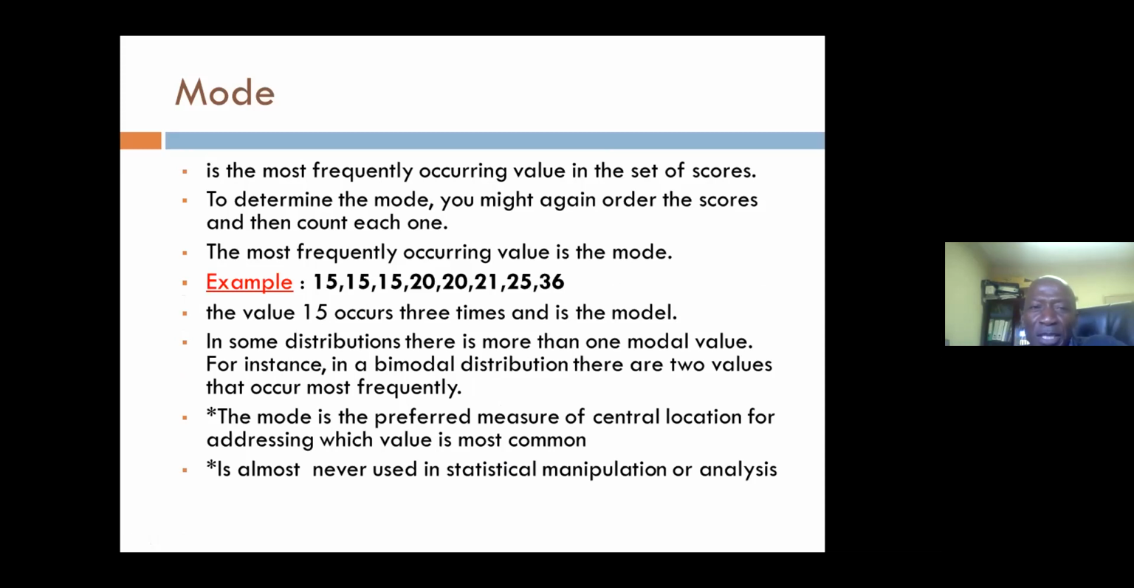Again, the mode is another important measure of central location. The mode is the most frequently occurring value in a given data set. So you can identify the mode by the number of times each observation appears in a given data set. The value that appears the most number of times identifies the mode.